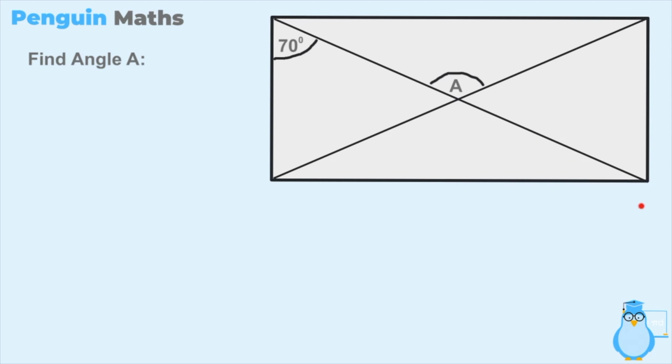Okay, so now we're going to have a look at a problem where we have a rectangle, and within that we have two diagonal lines connecting the corners together. And what we've been given is this angle of 70 degrees right up here. And using this information and the geometry we have with this shape set up, we've been asked to calculate angle A.